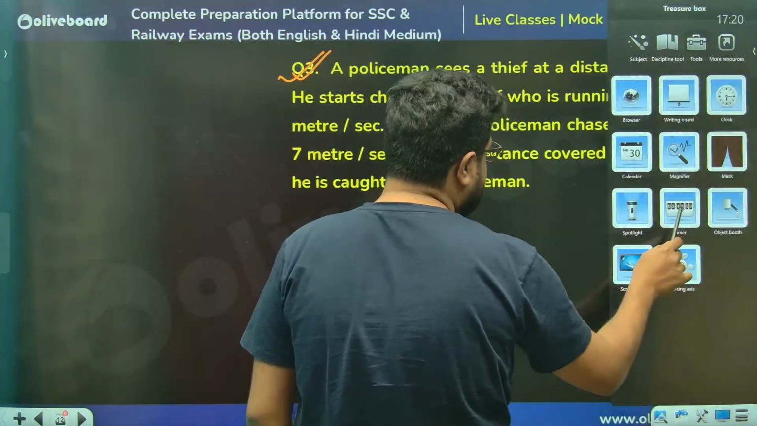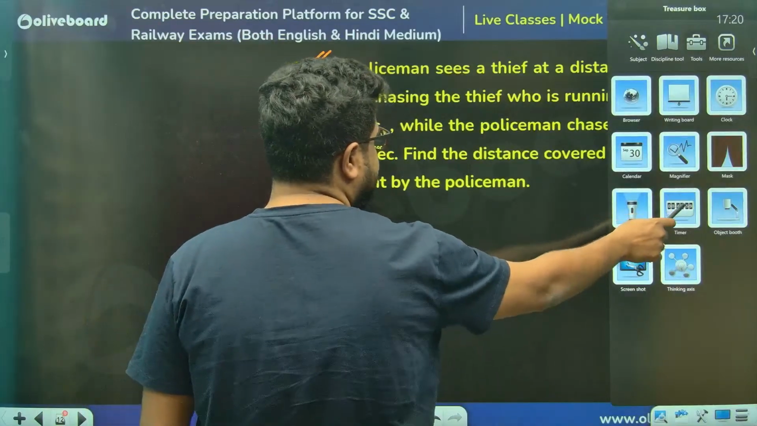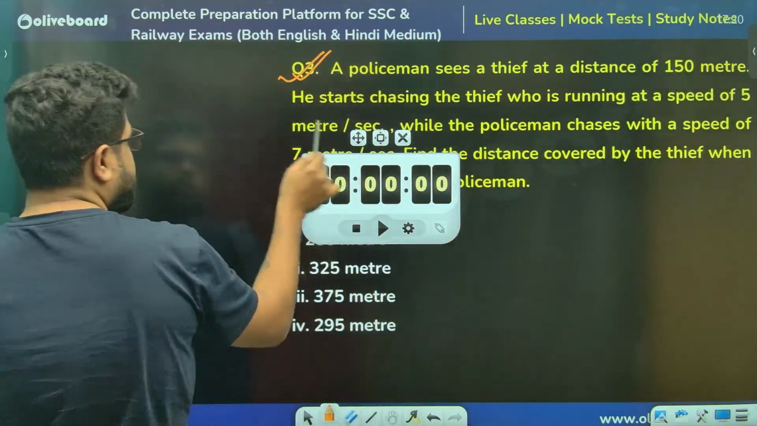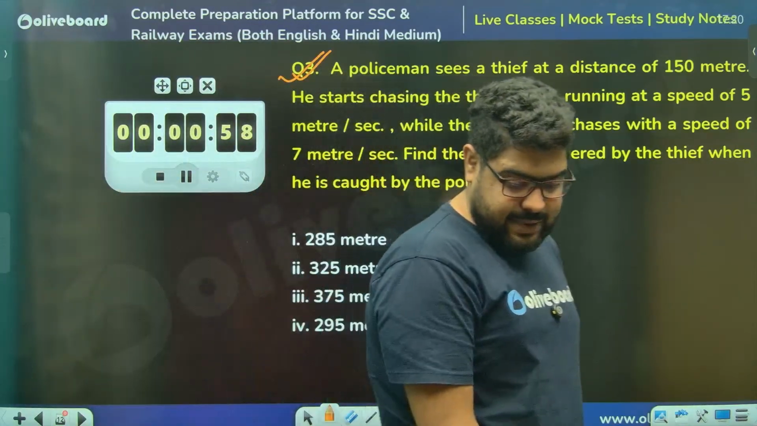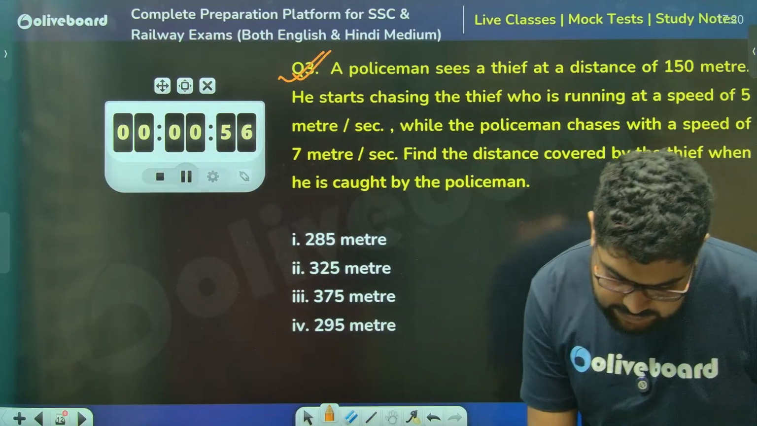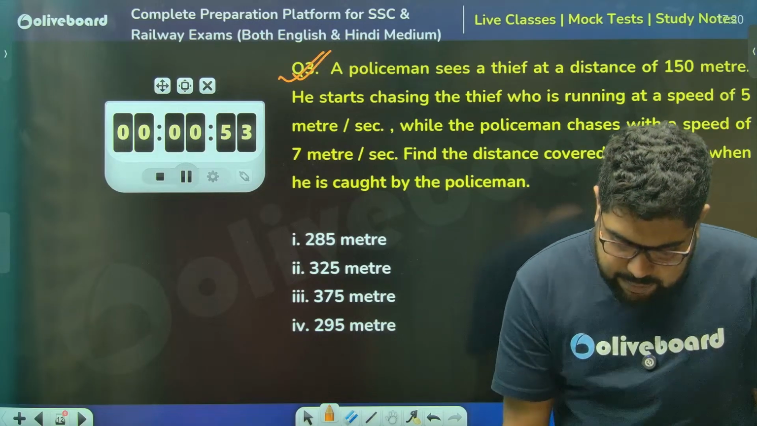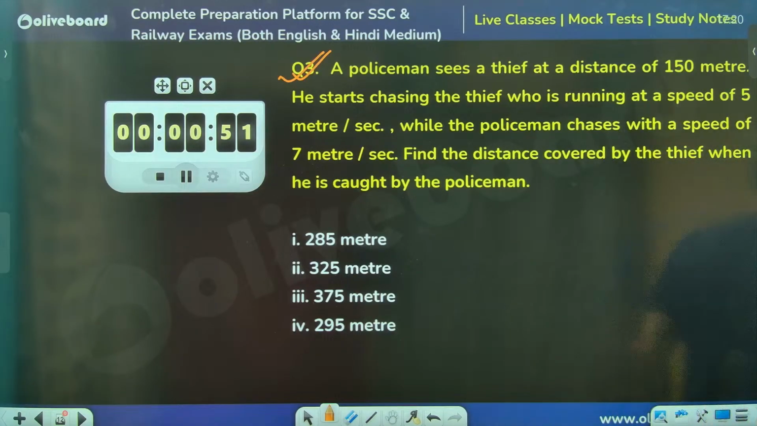Sir, let's do this again. You see, intentionally, I'm not using shortcuts, nothing, so that everybody can understand these things. Next question, sir. Perfect, Deepak. Yeah, perfect. Absolutely works. 100% works. Okay, do this. This is also based on relative speed.